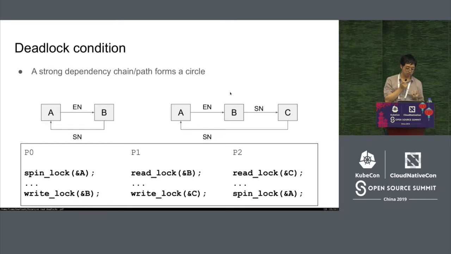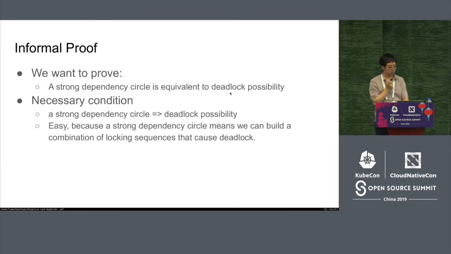So the deadlock condition means that the strong dependency chain forms a circle. The latter example shows the code for the right one. It has the deadlock, because it doesn't contain the R at all. And we can prove that it is also a deadlock. P1 gets A, and P1 gets B, and P2 gets C. And the system cannot continue. Suppose this deadlock is non-recursive, the reader is a non-recursive one.